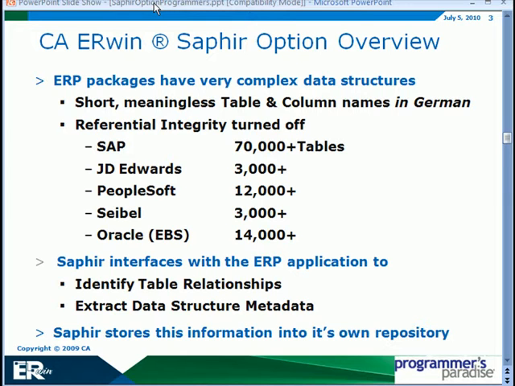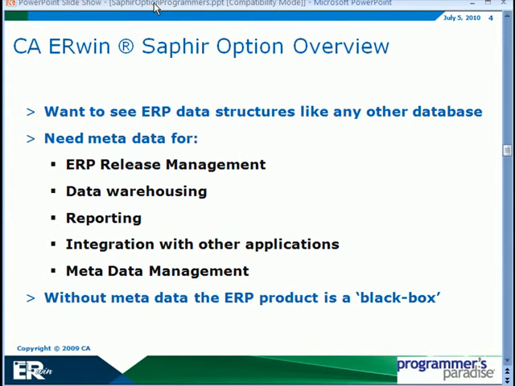The SAPhir tool allows you to extract this data, reading this proprietary system catalog information and building a usable data model for documentation purposes and analysis. This allows you to see a full data model with usable names, relationships, and index information, and to report on this information or do analysis for data warehousing efforts, release management, integrating with other applications, or general metadata management.